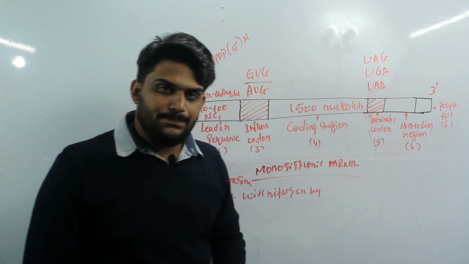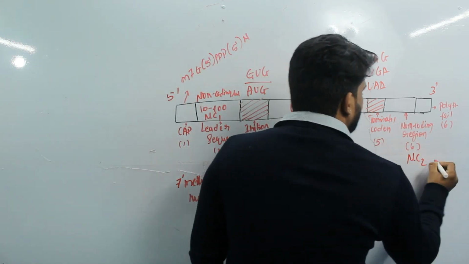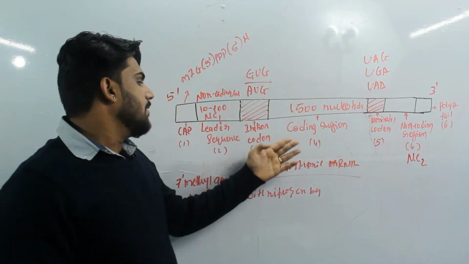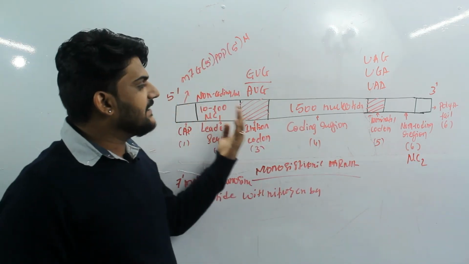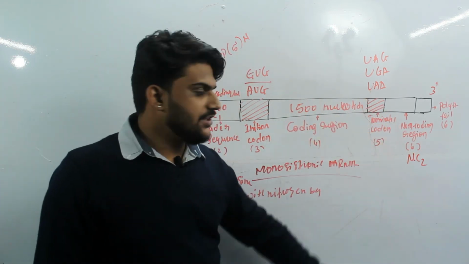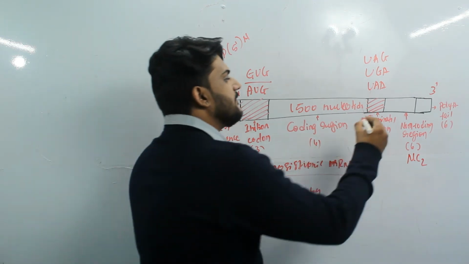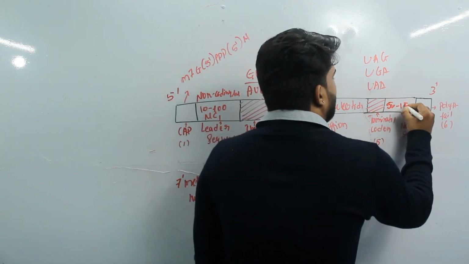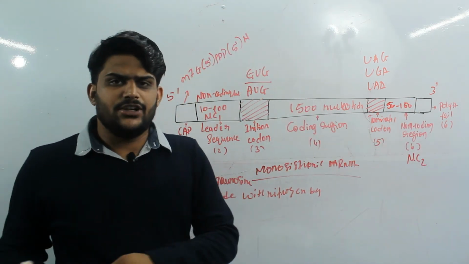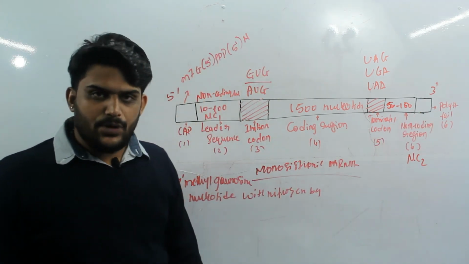Then moving to the next part, that is the NC2 region, non-coding region 2. One non-coding region is before the initiator codon and the other is after the termination codon. It has 50 to 150 nucleotides, which don't code for any amino acids. Coming to the last one, that is the poly-A tail.